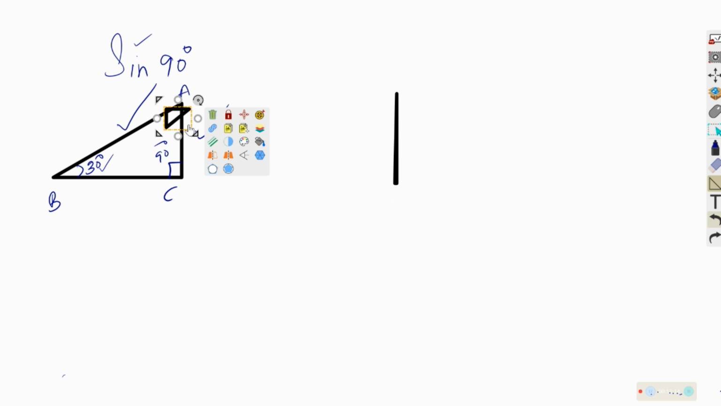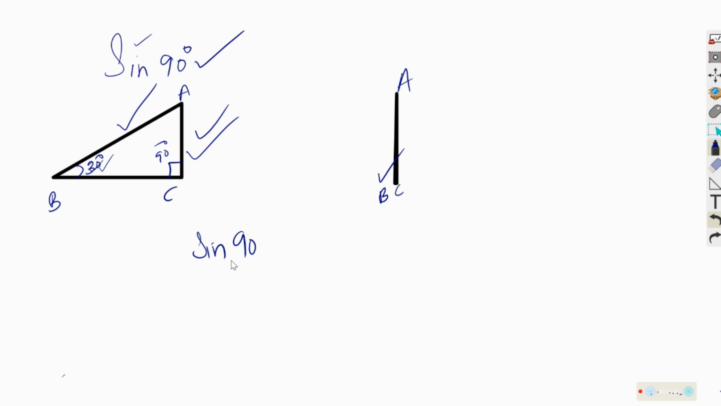Suppose that this triangle, by changing this 30 degree into 90 degree, became like this. The name of the triangle will be again A, C, B, and if I substitute sine 90, I have to calculate sine 90. What is a sine 30 in this case is AC upon AB. Sine 90 here, the 30 converted into 90 here, that also will become AC upon AB.